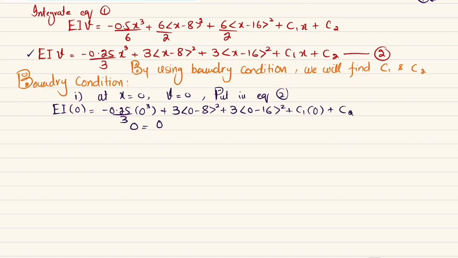So we will get EI into 0 will be 0. This term will be 0. Now this term is 0 minus 8, which is actually minus 8 inside the Macaulay bracket. So any negative term inside the Macaulay bracket will be considered as 0. So this term will also be 0. Similarly, this term, minus 16 inside the Macaulay bracket, will be 0, plus C1 into 0 is 0, plus C2. So it means that C2 will be equal to 0.